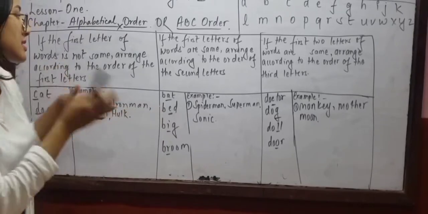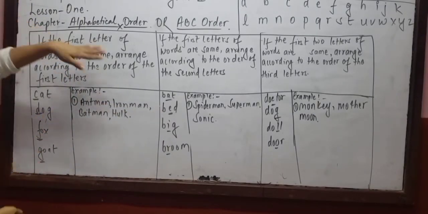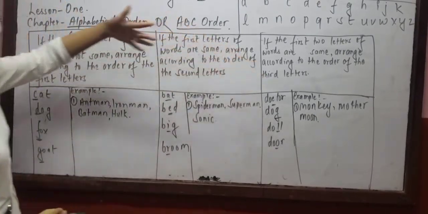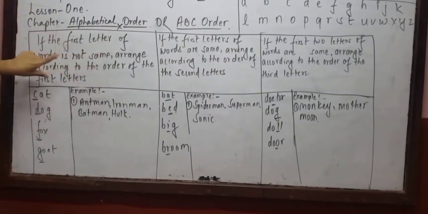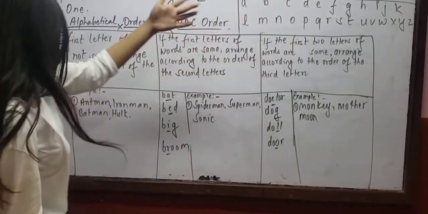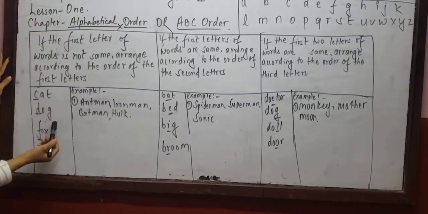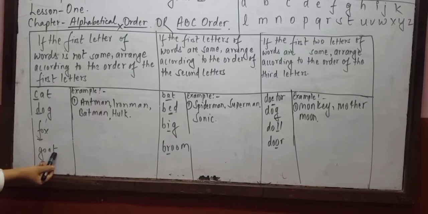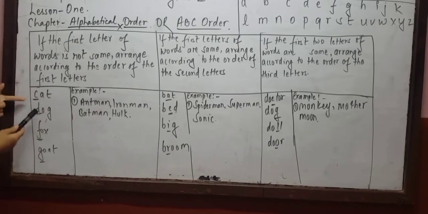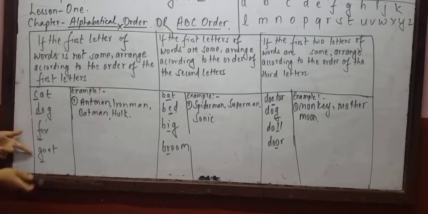Now we are going to arrange these words into different conditions. Here you can see there are 3 conditions. Now the first condition is, if the first letter of the word is not the same, arrange according to the order of the first letters. Now here you can see ABCD. Now we are going to arrange in proper order. Here is cat, dog, fox and goat. They are arranged in alphabetical order. Here you can see C comes before D and D comes before F and F comes before G. So here it is arranged alphabetically.